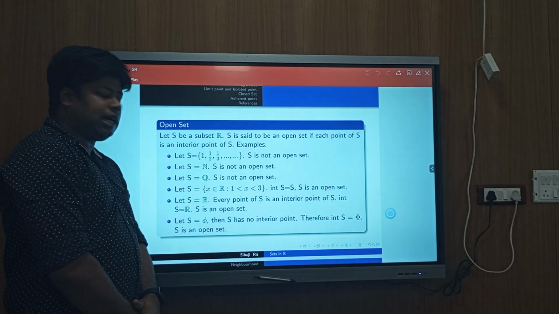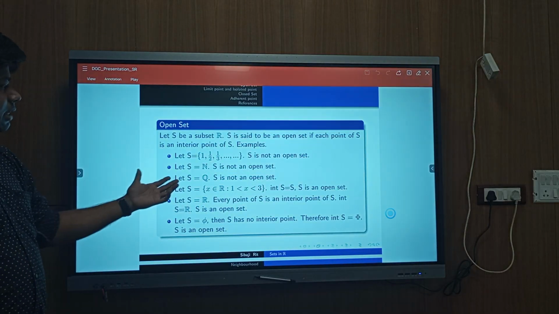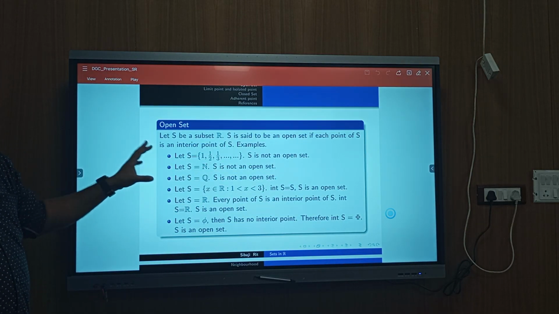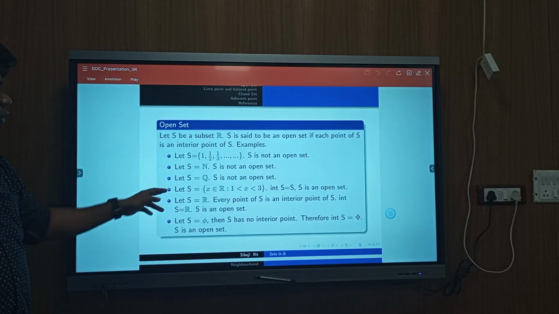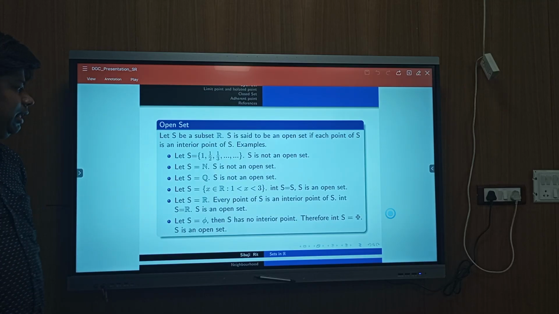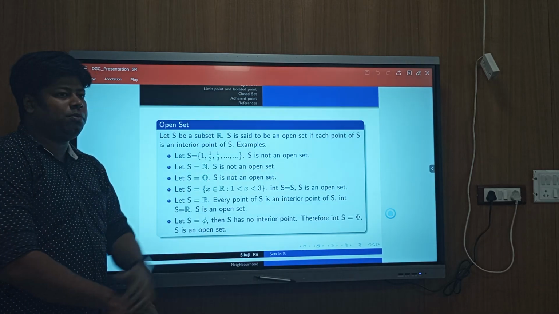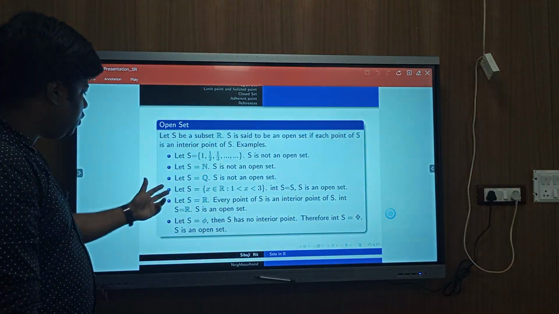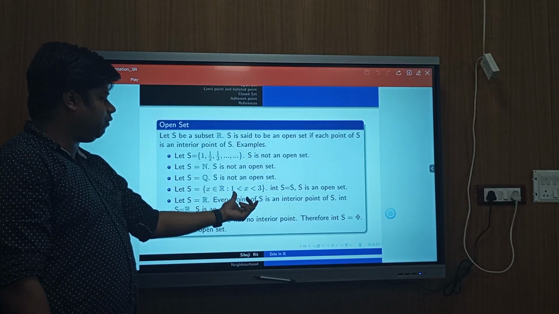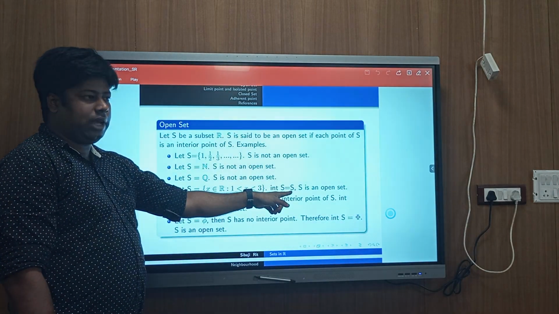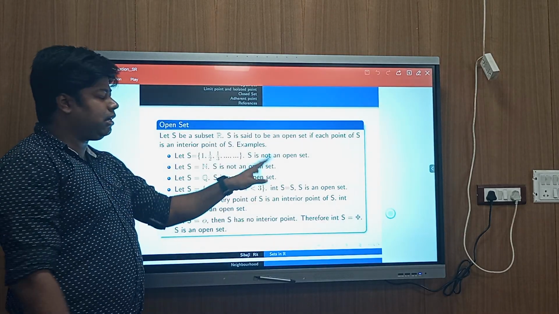If we choose S equal to N, then S is not an open set, because the natural numbers have no interior point. If we choose S equal to Q, the set of all rational numbers, then S is not an open set, because Q has no interior point. If we choose the open interval (1, 3), then int of S equals S. So S is an open set.